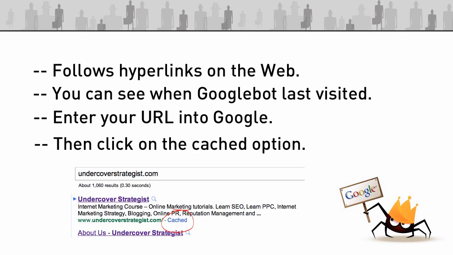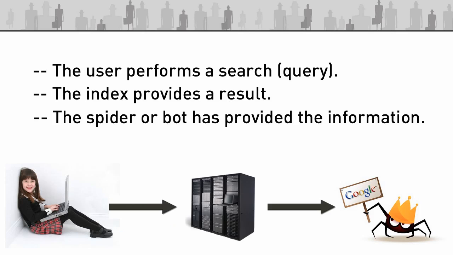So in sum, how the 3 pieces of software work together is the user performs a search, which we call a query, and that search is sent to the index or the database, which are basically computer servers that store the information to provide a result on demand. Those servers, those databases, they get their information from spiders, and spiders follow different hyperlinks along the internet, and as they go they collect information and send it back to the indexes as they move along.